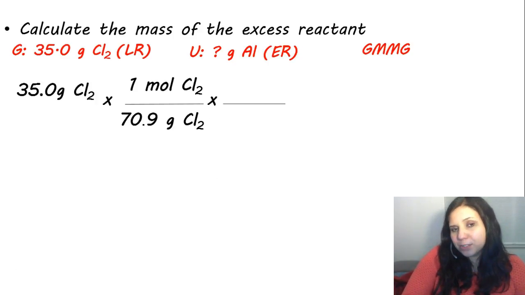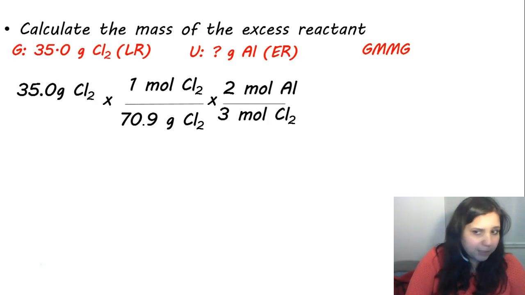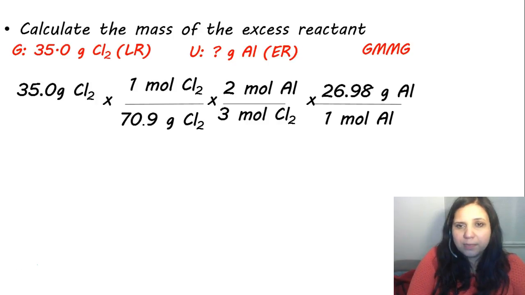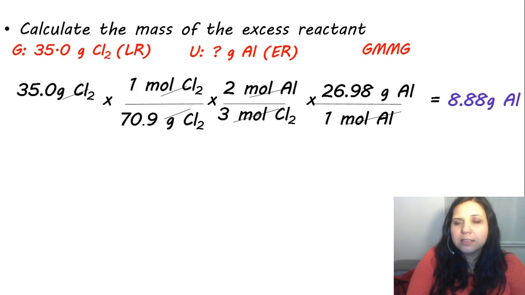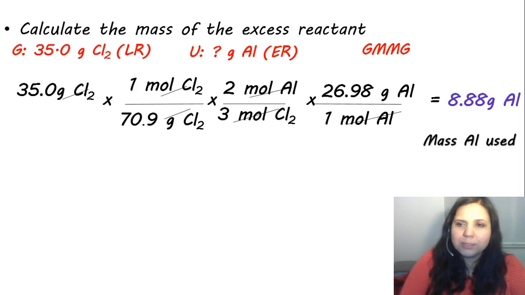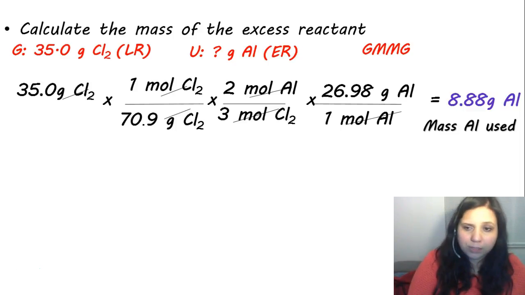Then we have the second step, which is the mole ratio. For every 3 moles of chlorine, we have 2 moles of aluminum, according to the same balanced equation we've been working with. And then, last step, to get from moles of aluminum to grams of aluminum, we need the molar mass of aluminum, which is 26.98 grams. Okay. Cancel out units, so it's just a mass-to-mass problem going from the limiting reactant to the mass of the excess reactant. And what this gives me is how much aluminum was actually used in the reaction. So I used 8.88 grams of aluminum given the fact that I had 35 grams of chlorine.